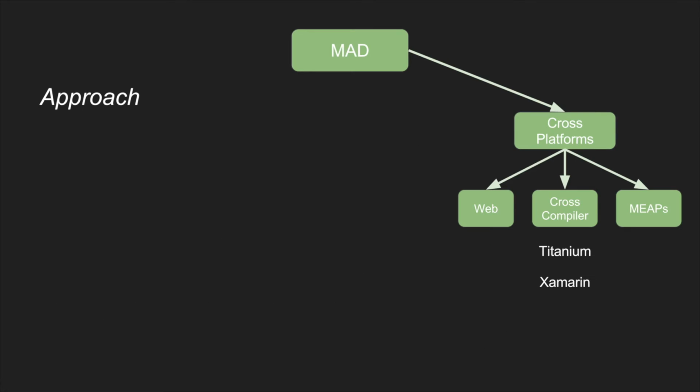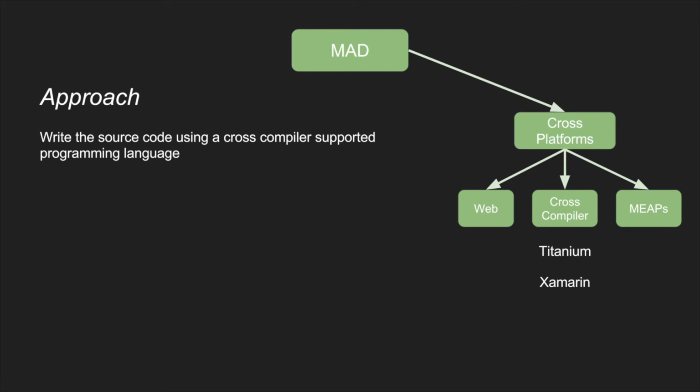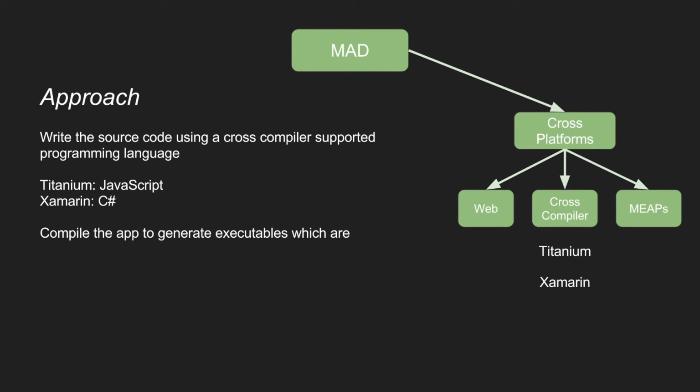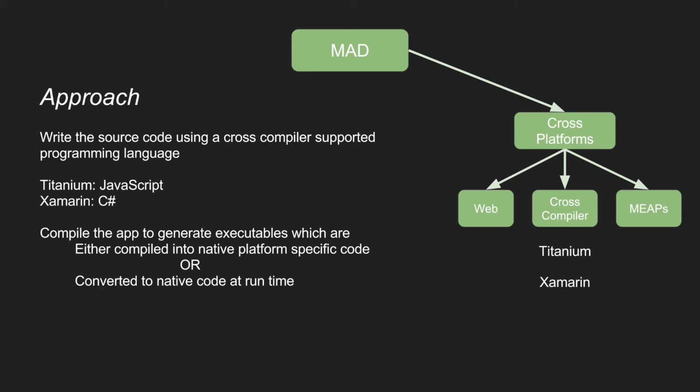Let us see another approach, which is basically the cross-compiler methodology. What you do here is write source code using the cross-compiler supported programming language. It could be JavaScript or it could be C#, depending upon which platform you are using. Titanium uses JavaScript and Xamarin uses C#. You write the application using a single programming language, a single code base, and then you generate an executable, and these executables are then compiled into native platform specific code or converted into native code at runtime.